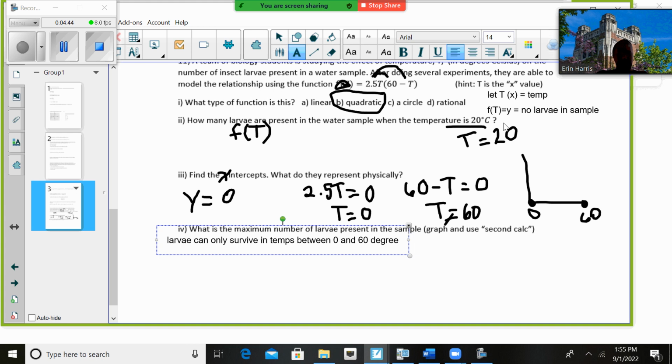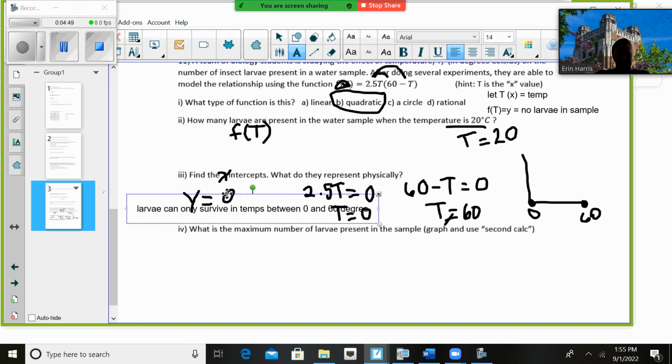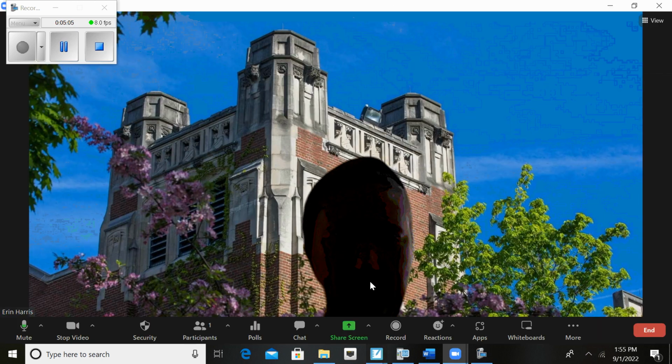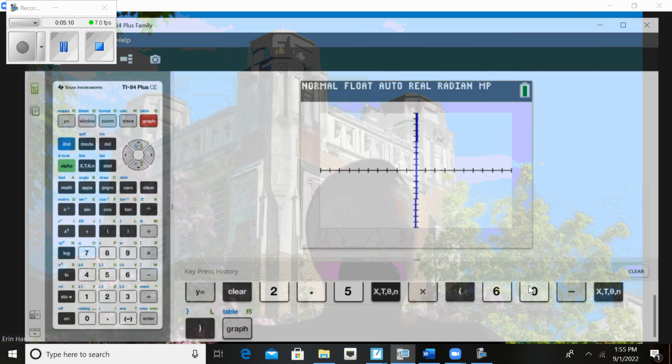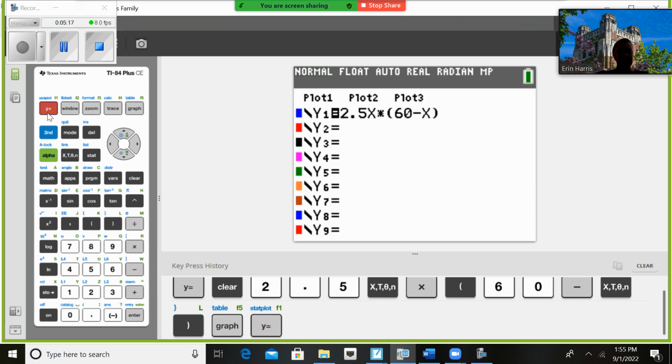Okay, so this answer should go up here, but I kind of ran out of room. All right, so what's the maximum, put it up here. What's the maximum number of larvae present in the sample? Okay, and I told you to graph it. So I will stop share here, and I've already programmed this into my calculator, which I'm going to share. And so I type it into here, 2.5x times 60 minus x. Okay, so do that along with me.